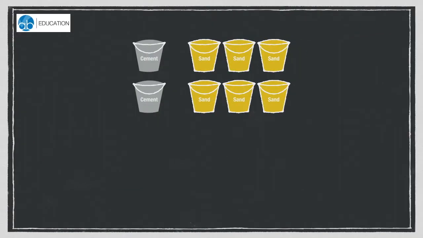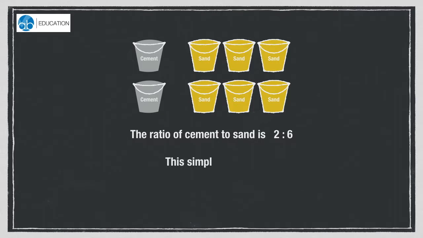We may need 2 buckets of cement and 6 buckets of sand to make more mortar. The ratio of cement to sand is 2 to 6. But this can be simplified to 1 to 3 because each single bucket of cement needs 3 buckets of sand. Let's look at another example.